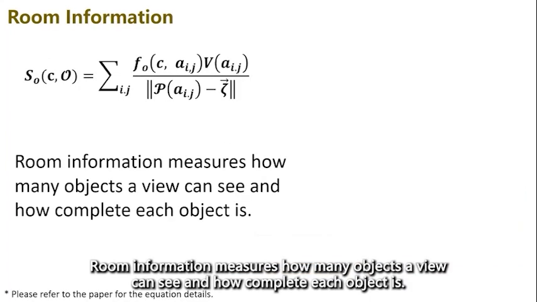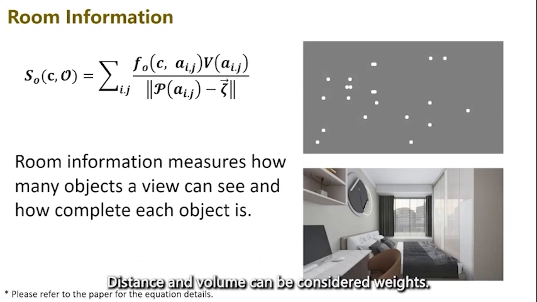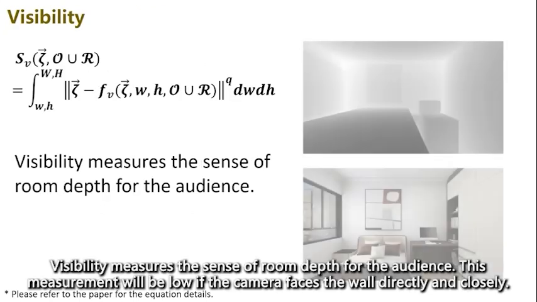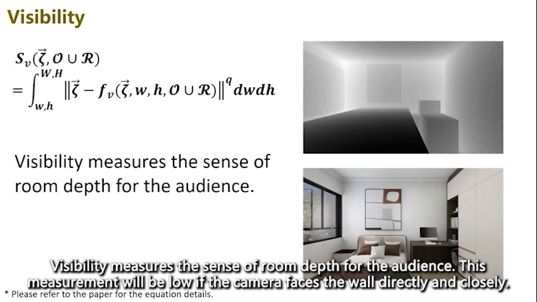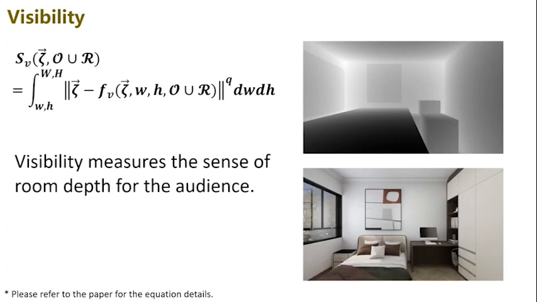Room information measures how many objects a view can see and how complete each object is. The equation mainly measures how an object part is sufficiently large after being projected on the image. Distance and volume can be considered weights. Visibility measures the sense of room depth for the audience. This measurement will be low if the camera faces the wall directly and closely. The equation calculates the furthest distance from the camera to its directions on the thing, integrated over image width and height.